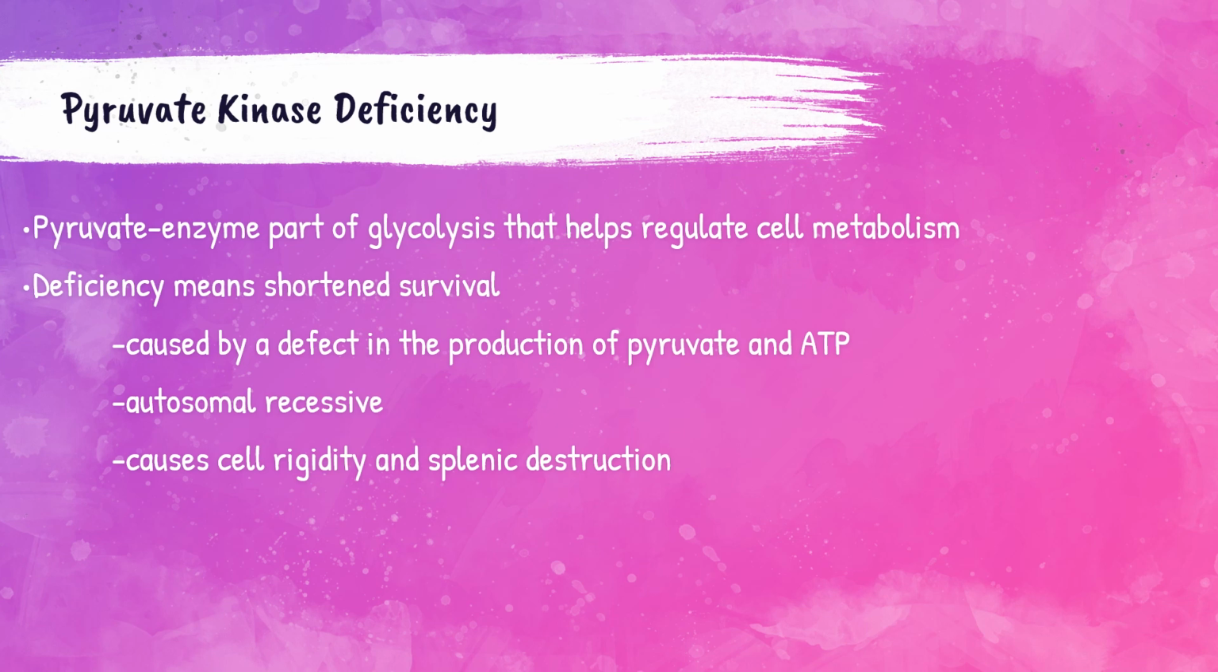Now, pyruvate kinase or PK deficiency is a rare genetic disorder that causes a deficiency of the PK enzyme. So this enzyme helps to regulate the metabolism of the red blood cell. So deficiencies cause the red cell to be super rigid, causing decreased survivability, which in turn causes them to lyse prematurely. And this is why it causes hemolytic anemia.